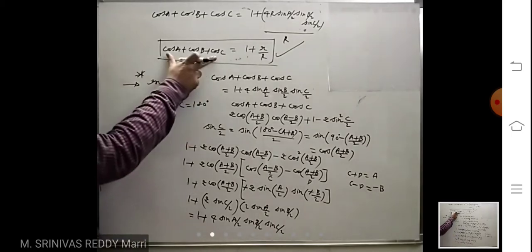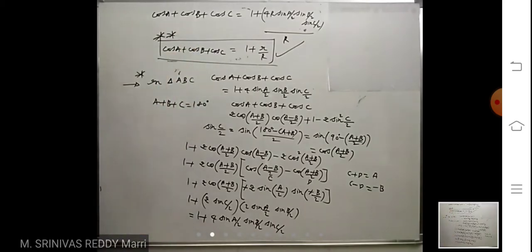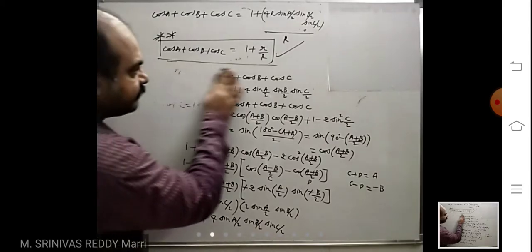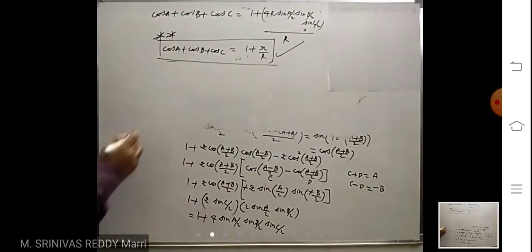Right? Remember this one. Make a star: 1 plus small r divided by capital R formula. Look at how to use it in the problems. Suppose one problem you take.